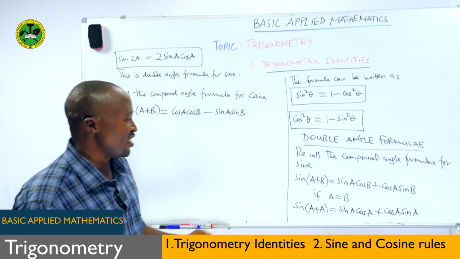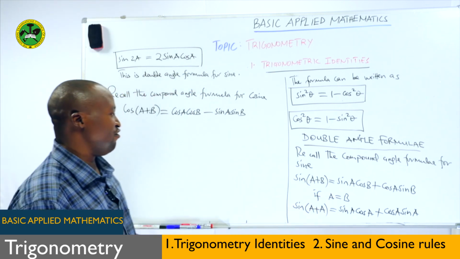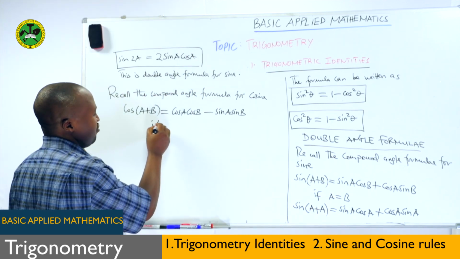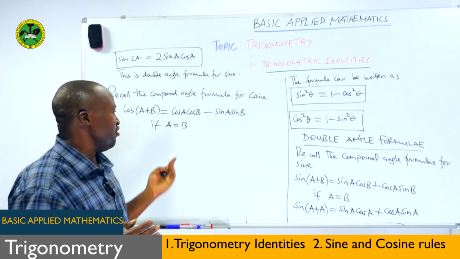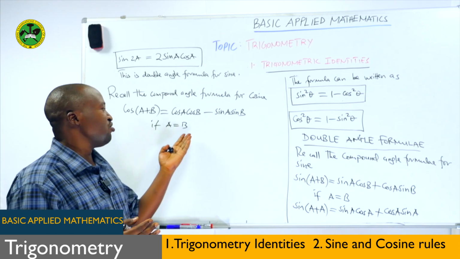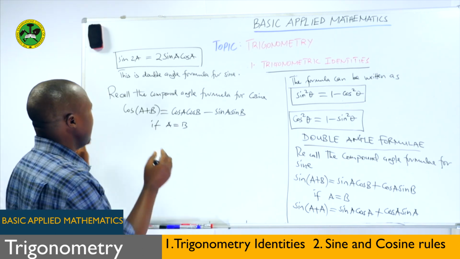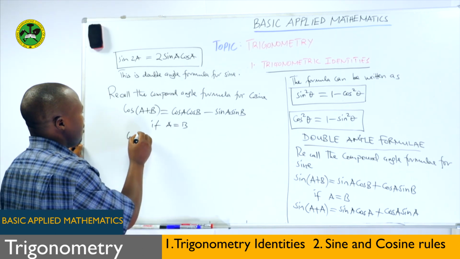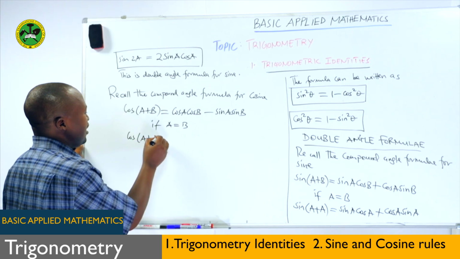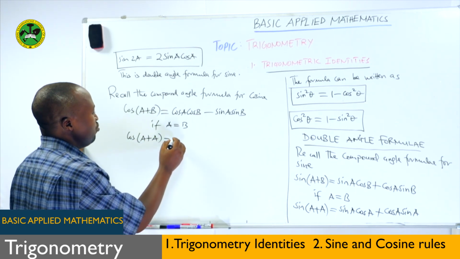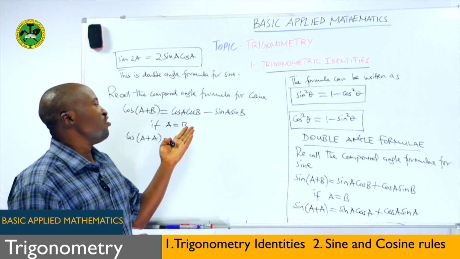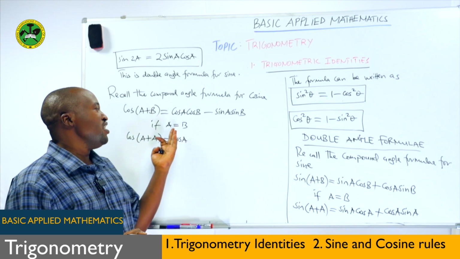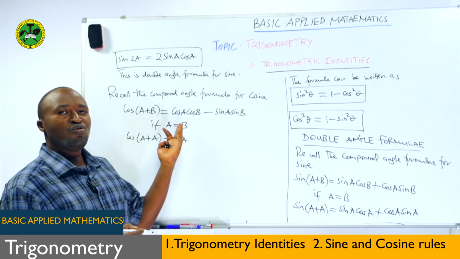Now again, we use the same idea. That is, if angle A is equal to angle B, that will be cos of A plus A is equal to cos A, followed by cos B. Instead of B, we write A because A is equal to B.